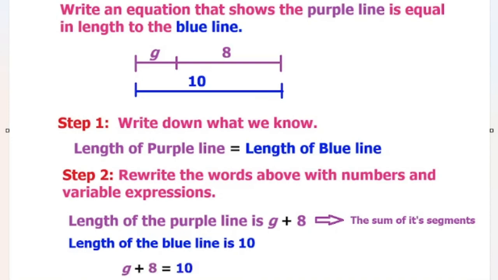So now, if we just combine those two things, G plus 8 is the length of the purple line, equals the length of the blue line, which is 10. G plus 8 equals 10. This is the equation that shows the purple line is equal to the blue line.